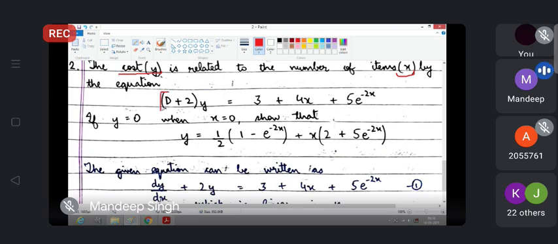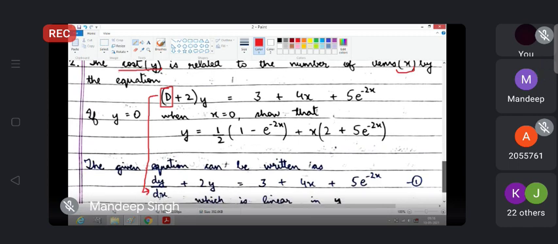कैपिटल D का ध्यान रखना है. कैपिटल D means d over dx. d square होता तो d square over dx square. Okay, so this given equation can also be written as dy over dx plus 2y is equal to 3 plus 4x plus 5 into e raised to the power minus 2x.